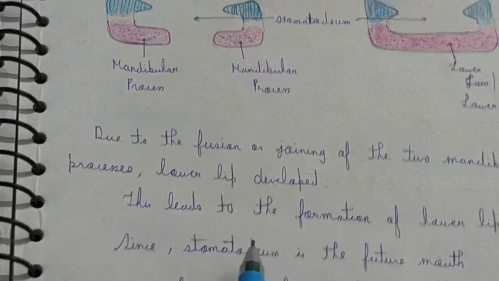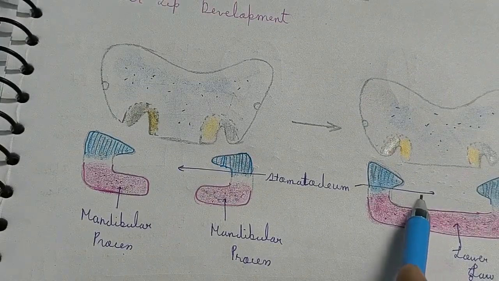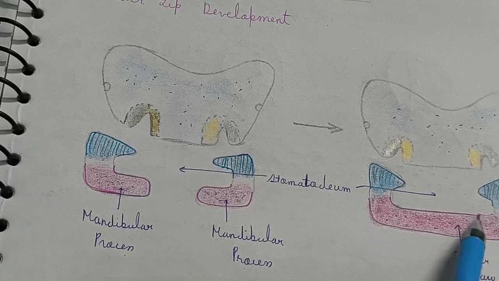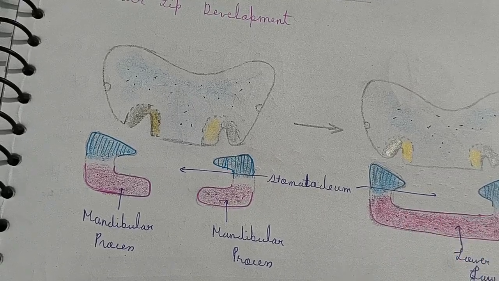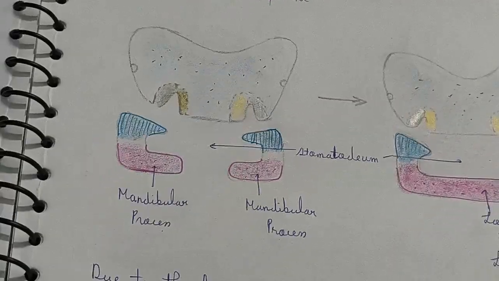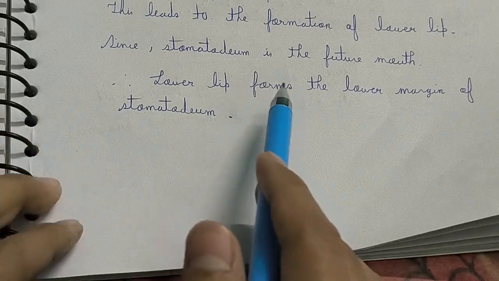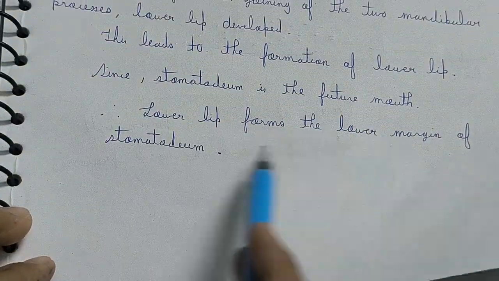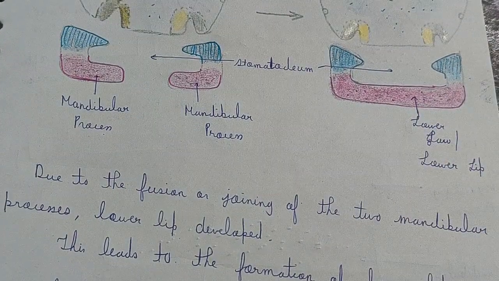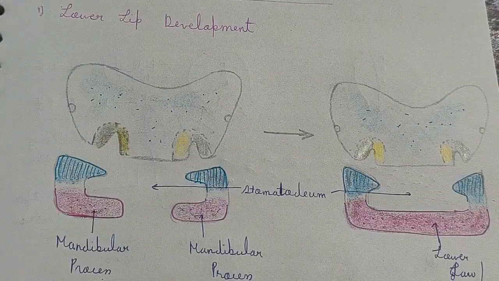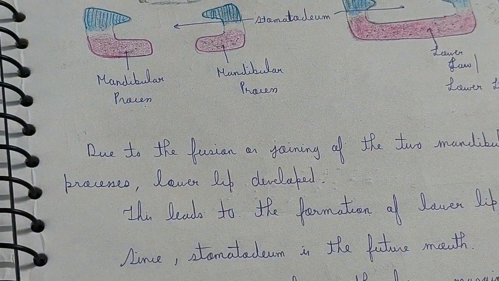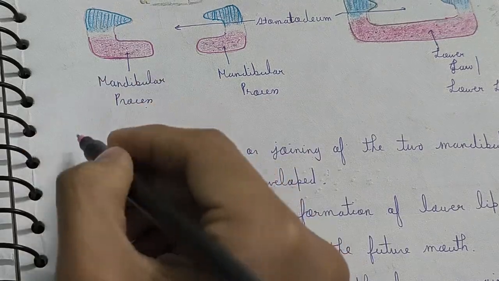Now as you know, the stomatodium is the future mouth, so the lower lip forms the lower margin of the stomatodium, and it causes the formation of the lower jaw. So the main concept is that lower lip development occurs due to the fusion of the two mandibular processes. This is the key point.